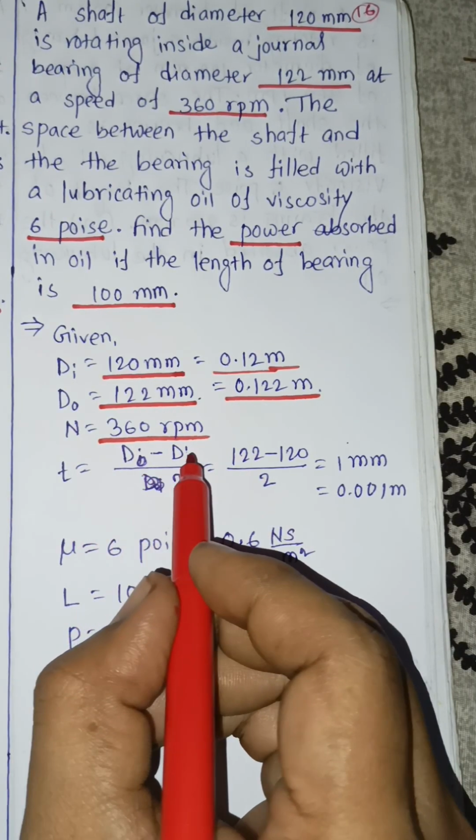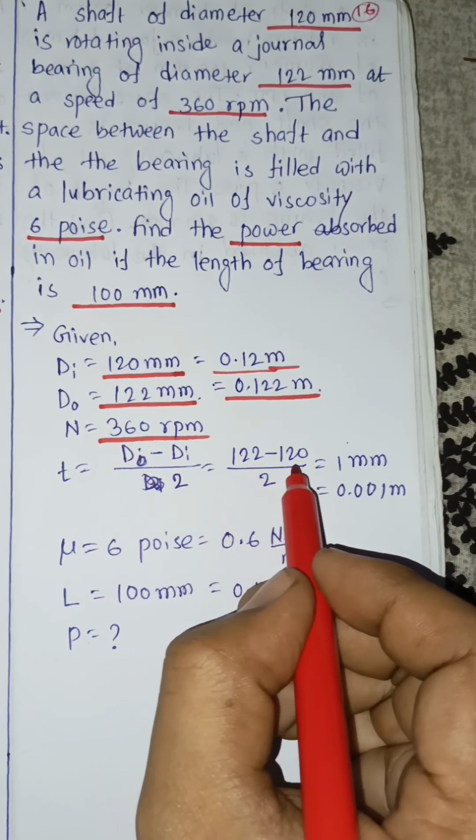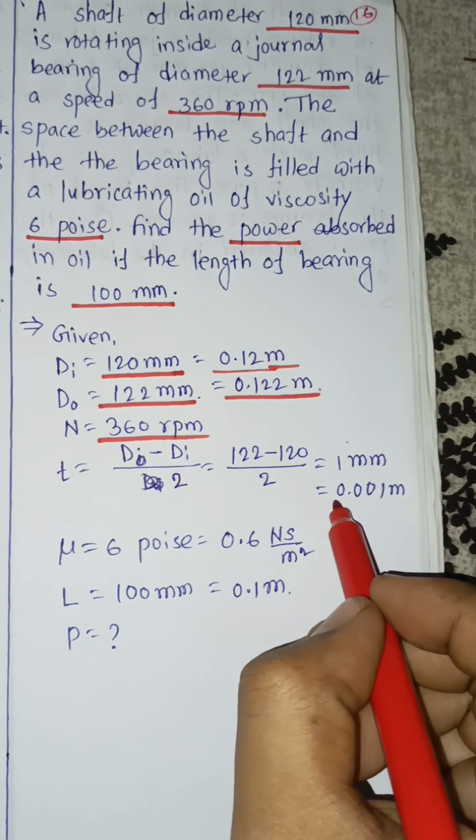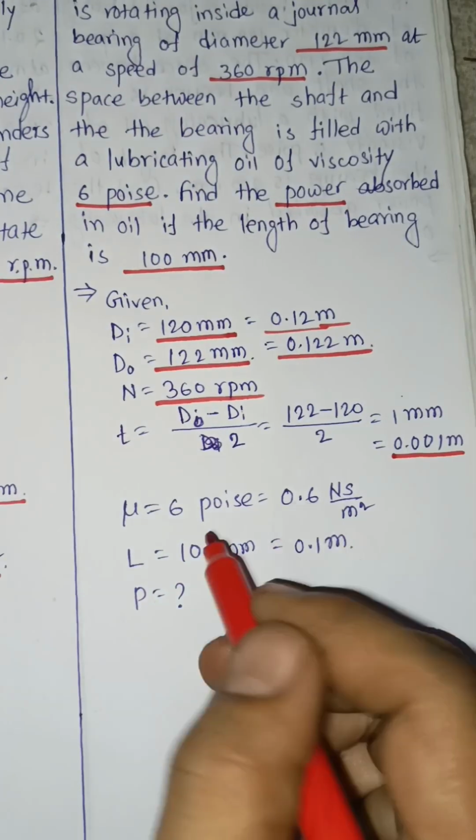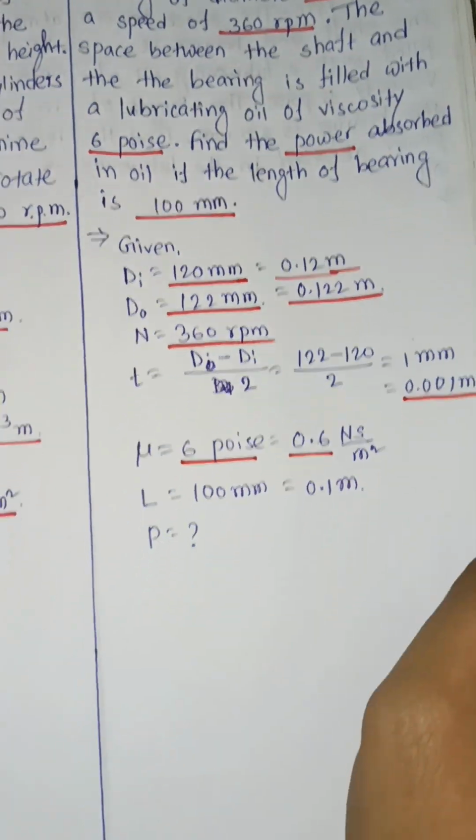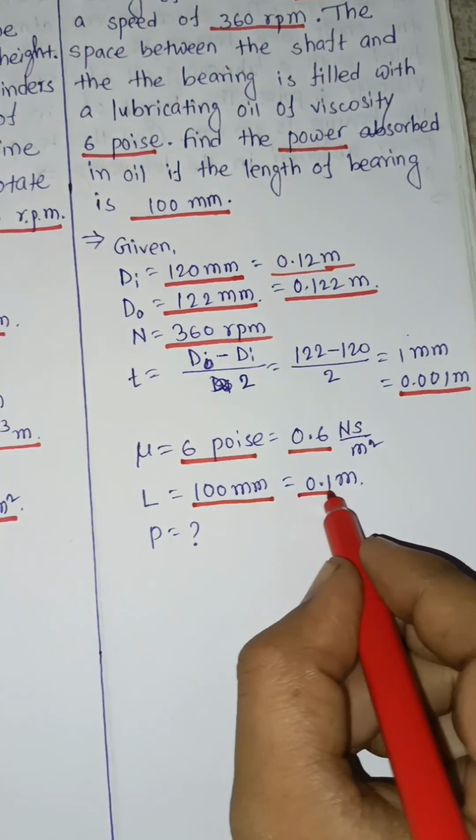That will be outer diameter minus inner diameter divided by 2. So that will be 122 minus 120 divided by 2. That will be 1 mm. So this will be 0.001 meter. Viscosity, which is given, that is 6 poise, that is equal to 0.6 Newton second per meter square. Length, which is given, that is 100 mm, that will be 0.1 meter.